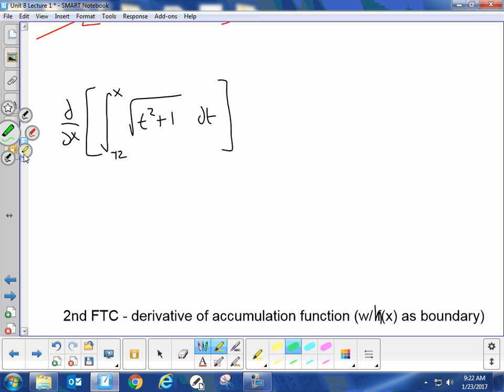What'd you get, Mr. Van Buren? Root x squared plus 1. Yeah, it's just root x squared plus 1.